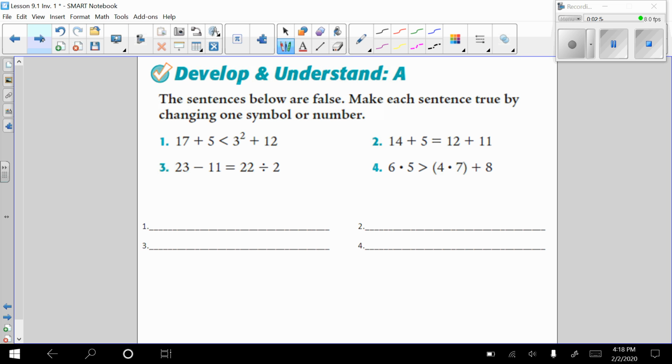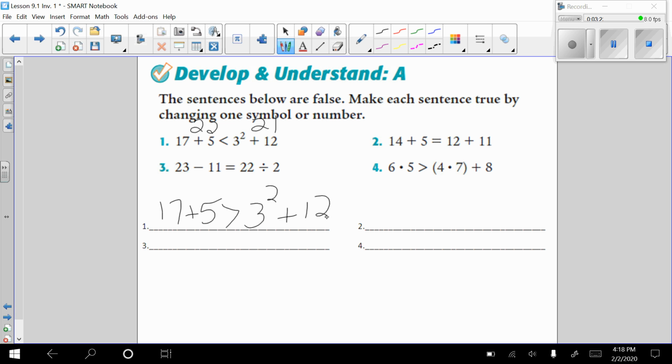Well, first we have to figure out what we have. Well, we have 17 plus 5. Well, 17 plus 5 is 22. And then we have 3 squared, which is 9, plus 12 is 21. Well, we know that 22 is not less than 21, so we could just reverse the symbol. We could say that 17 plus 5 is greater than 3 squared plus 12.